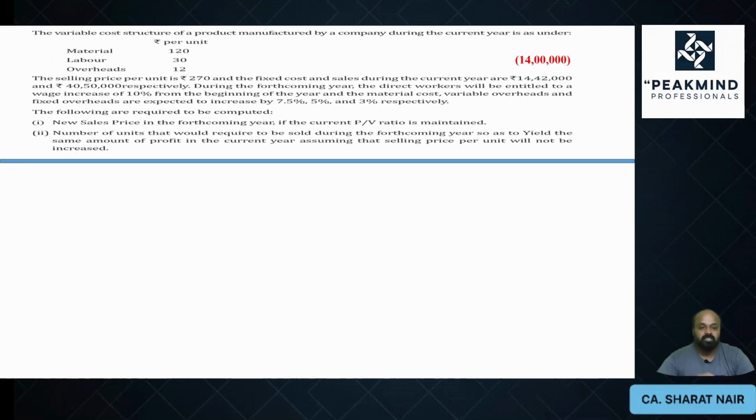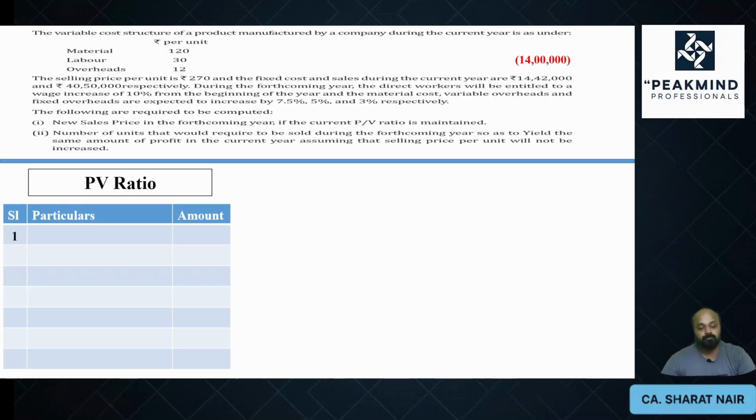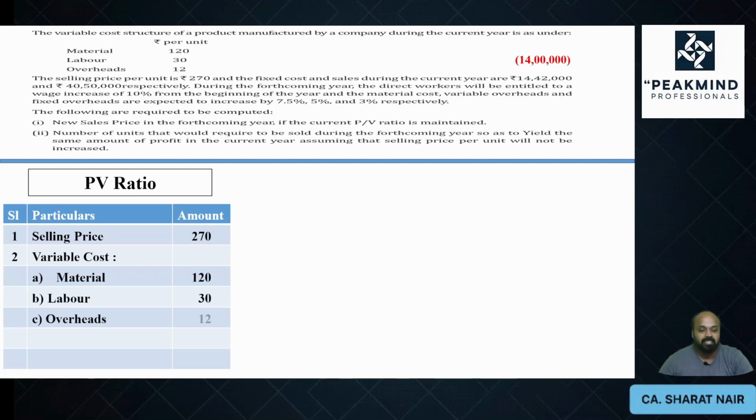To answer the first part of the question, let's proceed with finding out our PV ratio. What is the formula for PV ratio? It is contribution by sales into 100. So let's start by finding out our contribution. Selling price is 270. Variable cost: material cost is 120, labor cost is 30, overhead is 12. So we are first finding out the current year's PV ratio.